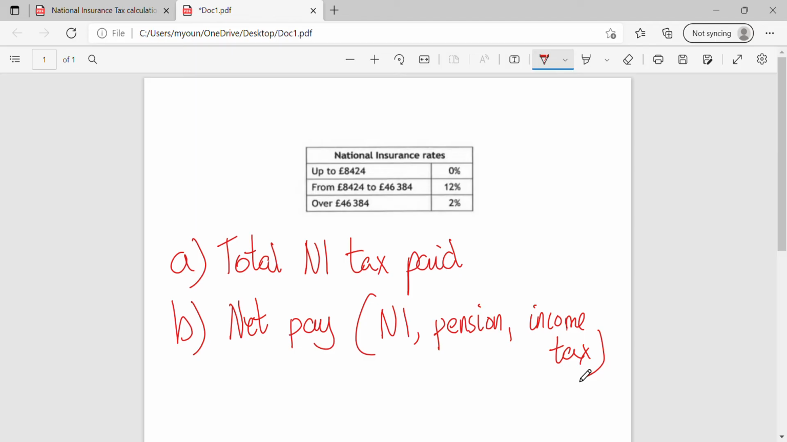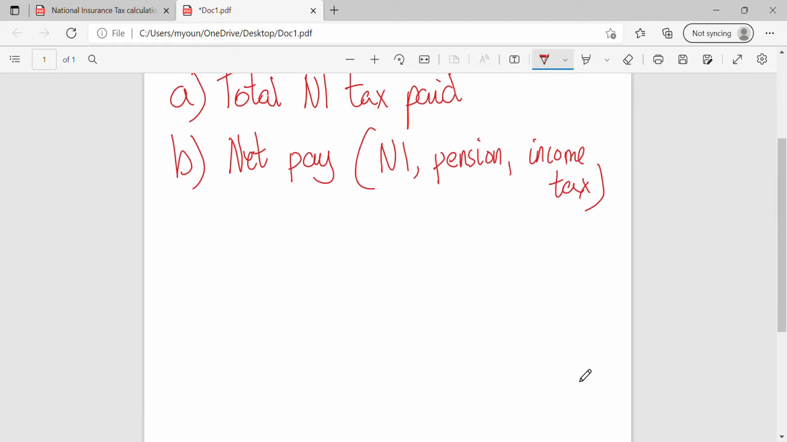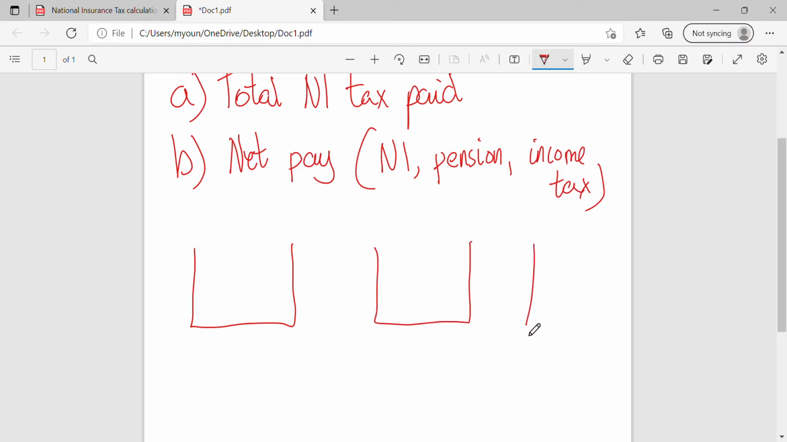Now, in order to work out how much national insurance a person pays, you've got to consider the 3 bands and where the money they have lies. A good way to visualise the 3 bands is as buckets, considering how much money is in each bucket. So we've got 3 buckets. In the first bucket, you pay 0%. In the second bucket, you pay 12%. And in the final bucket, you pay 2%.